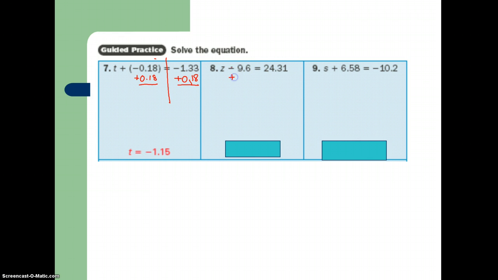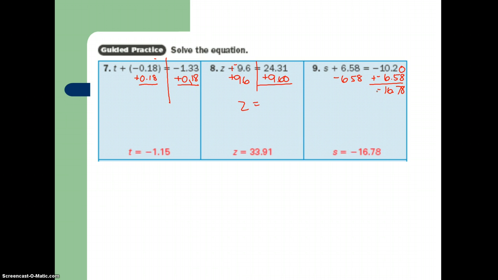Number 8, this is adding a negative. To get rid of a negative, we add a positive. Add the 0 and just add this one. z equals 33.91. Number 9, we subtract or add the opposite, which is a negative. In this case, I would definitely add a negative because now you can see that they're both negative, so I'm just adding here. And you keep the negative sign. Negative 16.78 is equal to s.